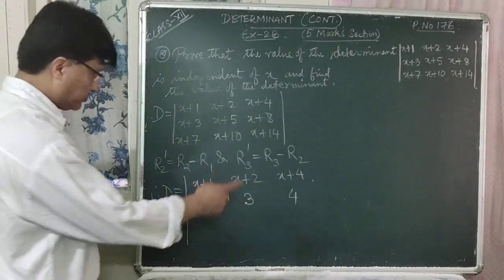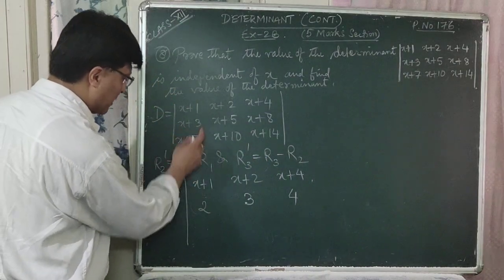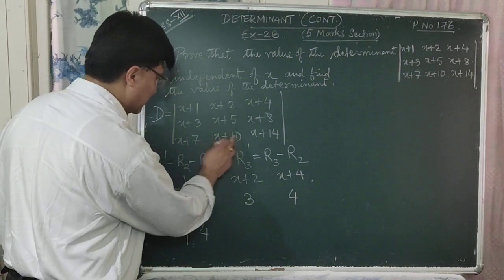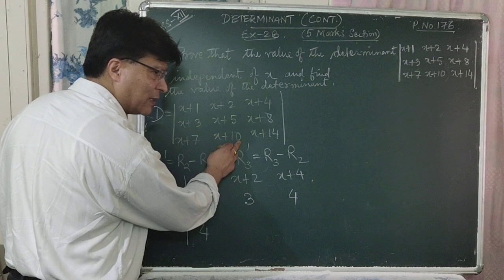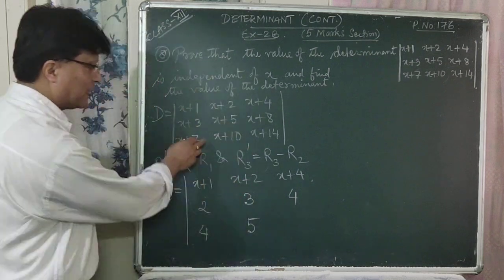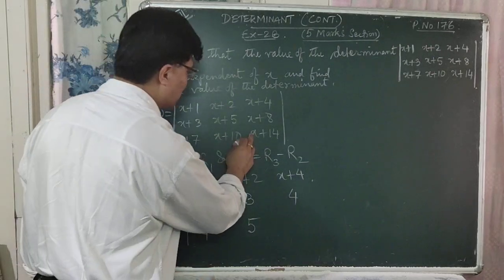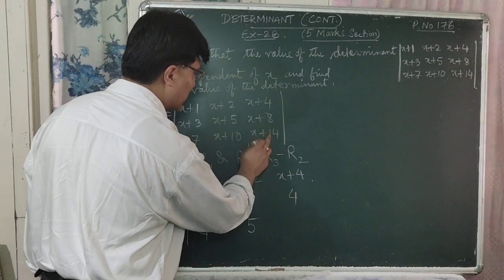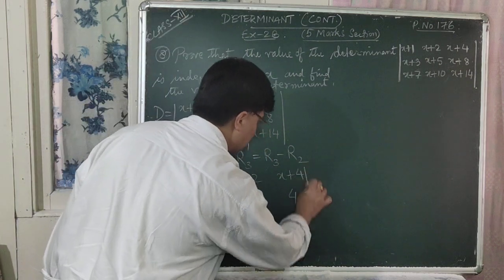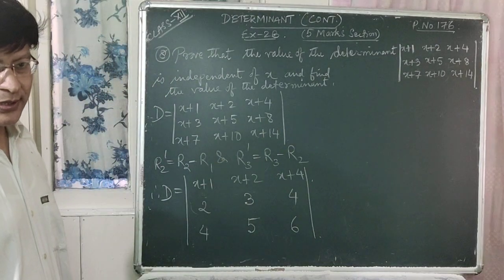Next, R3 dash is equal to R3 minus R2. X plus 7 minus x minus 3, that is 4, right? X plus 10 minus x minus 5, that is 5, x gets cancelled. And what is the next one? X plus 14 minus x minus 8, x cancels, 14 minus 8 is 6. Is that clear now?